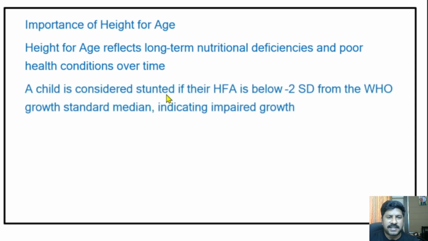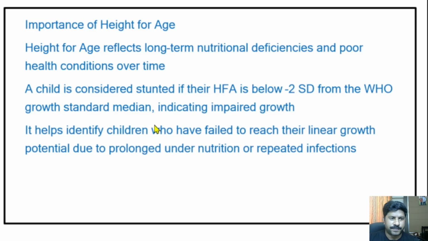A child is considered stunted if their height for age is below -2 standard deviation from the WHO growth standard median. WHO has given one measurement tool, that is known as growth standard median. In that, if the child has -2 standard deviation, that may indicate the growth is stunted or impaired growth. It helps identify children who have failed to reach their linear growth potential due to prolonged undernutrition or repeated infection.